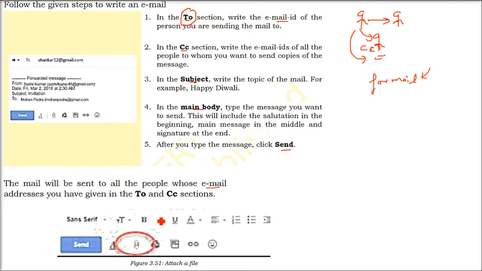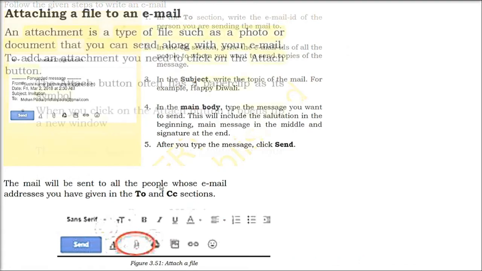Then you will send. If you want to attach some document, images, spreadsheet, audio, video, there will be a paperclip button in all the emailing services. So you can attach document, picture, images, audio, video, you can send along with this email. So these are the options possible.